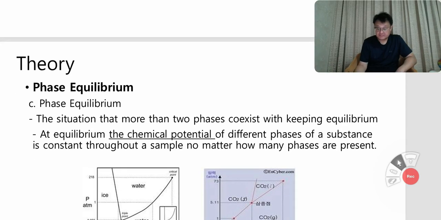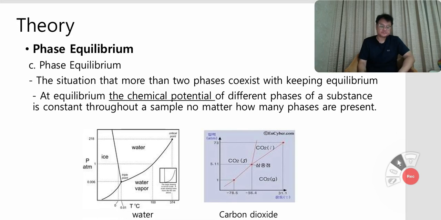Phase equilibrium. This is the situation where two or more phases coexist while keeping equilibrium. At equilibrium, the chemical potential of the different phases of a substance is constant throughout a sample, no matter how many phases are present.